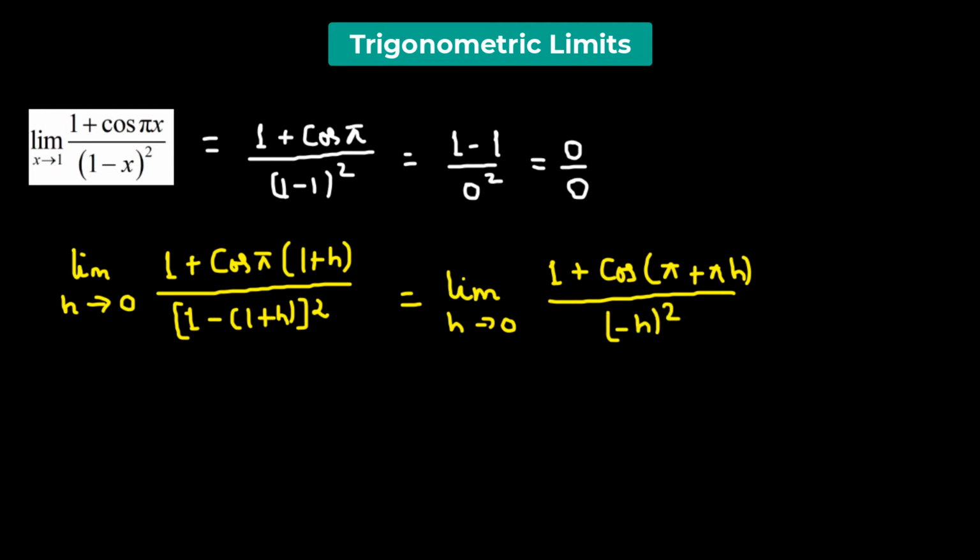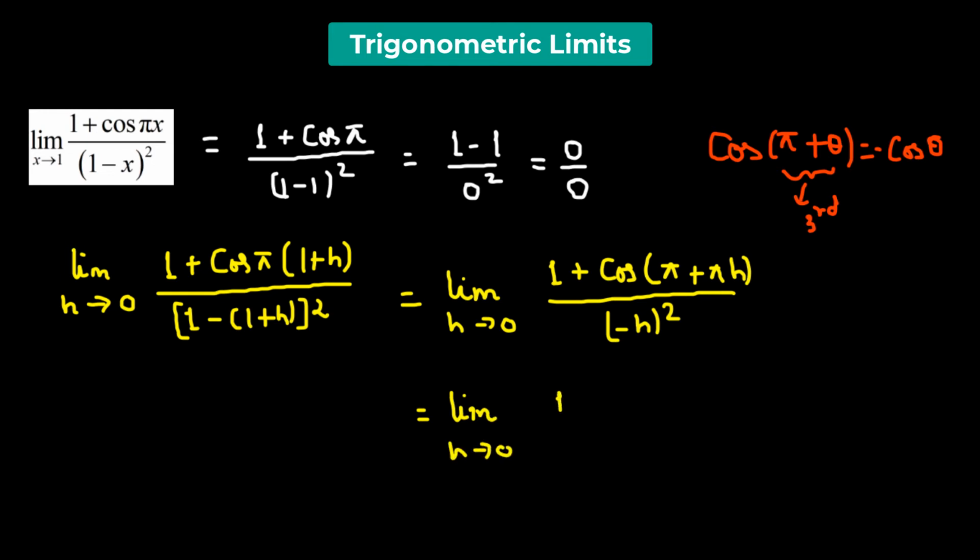Now cosine of pi plus theta is in the third quadrant. So in the third quadrant only the tangent function is positive, so that means we'll have negative of cosine theta. So now our function becomes limit h tends to 0, 1 minus cosine of pi h divided by h squared.